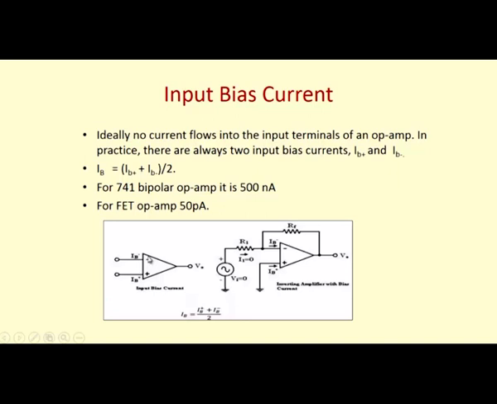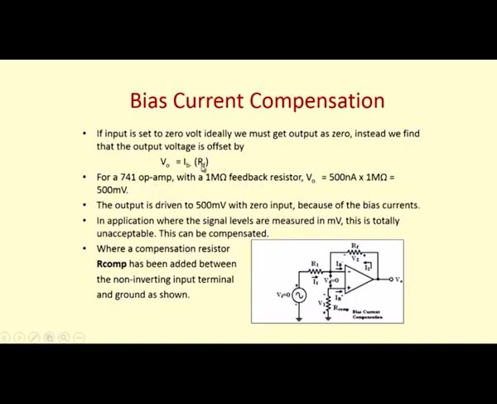So this is the symbol of 741. IB minus is the current drawn by the negative terminal, IB plus is the current drawn by the positive terminal. If we give the input voltage Vi, but it is set to 0, what happens at the output? The resistance RF will give some voltage at the output. So through the bias current IB minus, we will have some voltage across the resistance RF, which will be seen at the output and which is given as IB minus into RF.